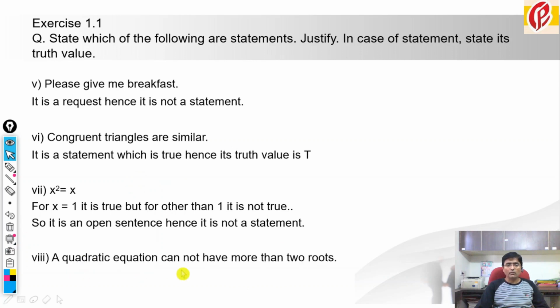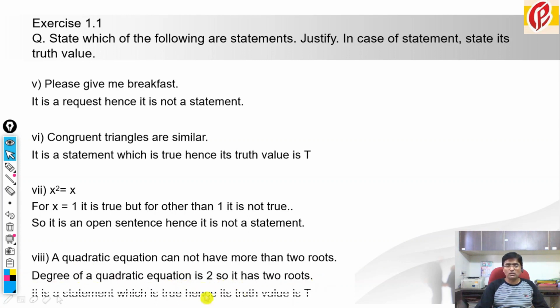A quadratic equation cannot have more than 2 roots. Yes, because the degree of a quadratic equation is 2. Therefore, it has 2 roots, not more than 2 roots. So it is a statement. The degree of a quadratic equation is 2, so it has 2 roots. So it is a statement which is true. Hence, its truth value is T.